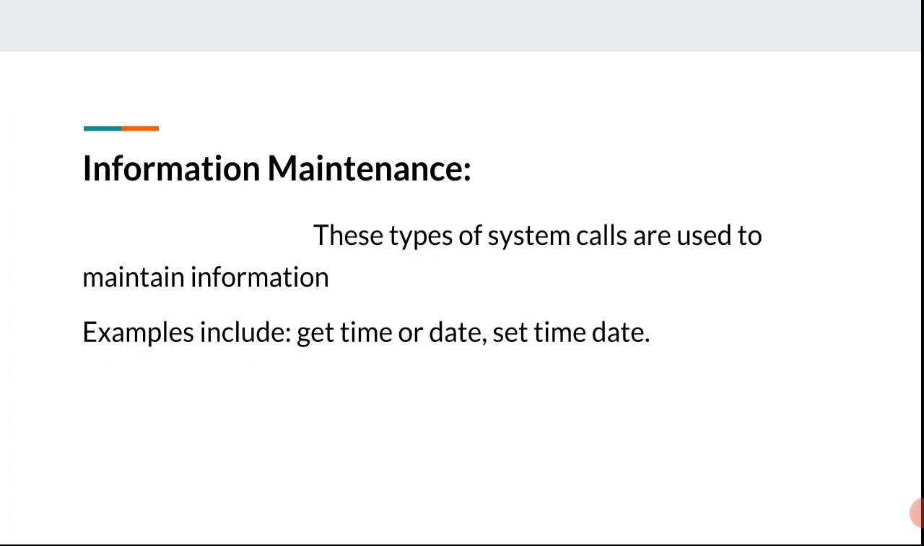Next, information maintenance. The operating system runs on the computer system, so the operating system makes calls when maintenance is required, when file management is required, and when device management is required. These types of system calls are used to maintain information, such as get time or date and set time or date. That is why it is called the information maintenance call. The system will be clocked with the right time, or get or set with the right time.